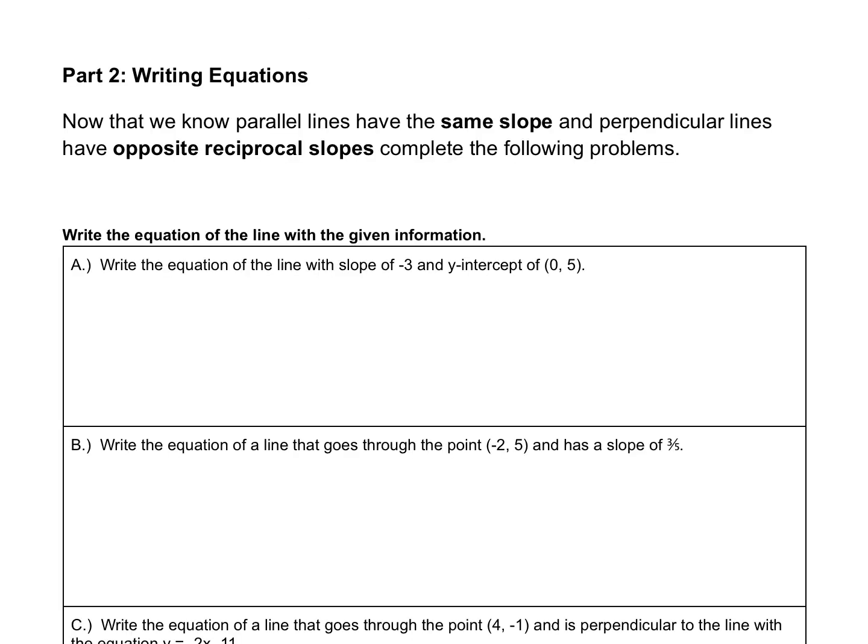Okay, write the equation of the line with the given information. Write the equation of a line that has a slope of -3 and a y-intercept of (0, 5). Okay, so you all tell me. Slope of -3 and a y-intercept of (0, 5). Manny, thank you. y equals -3x plus 5. Great, that's it. We're done.